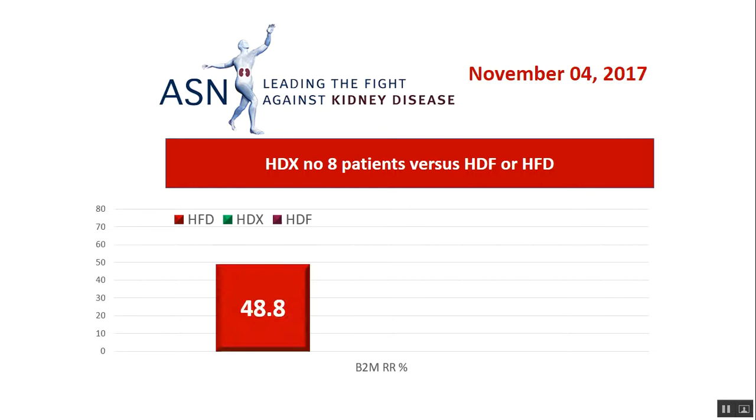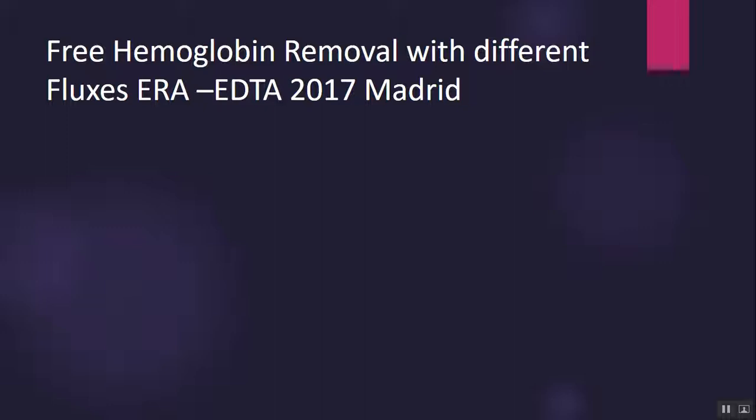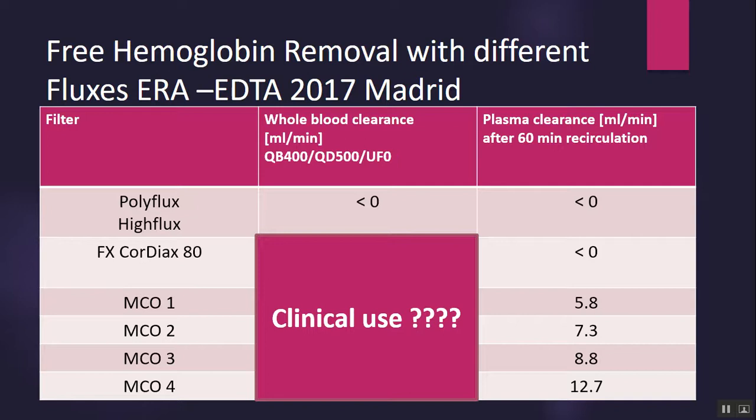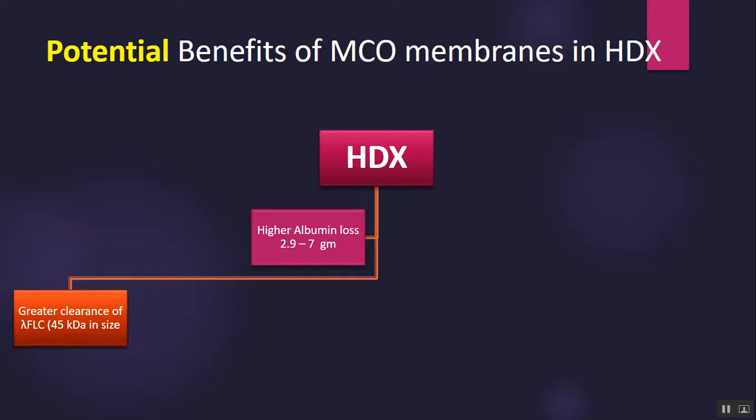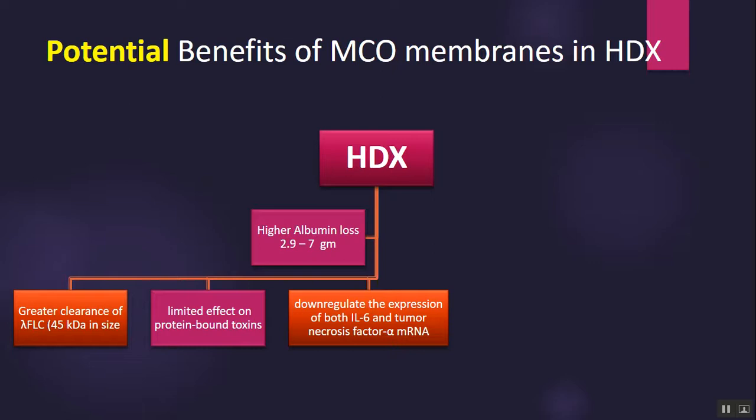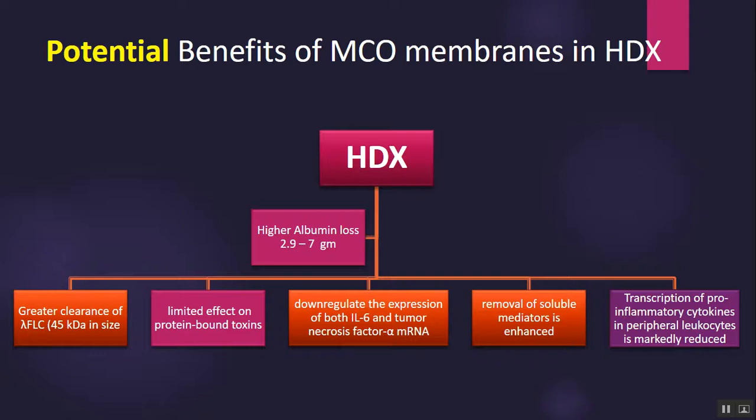Improvement in beta 2 microglobulin removal. Improvement in middle molecules, even the clearance of free hemoglobin is high. Potential benefits: greater clearance of kappa and lambda, limited effect on protein-bound toxins, down regulation of the expression of both interleukin 6 and tumor necrosis factor, removal of soluble mediators, and transcription of pro-inflammatory cytokines in peripheral leukocytes is markedly reduced.